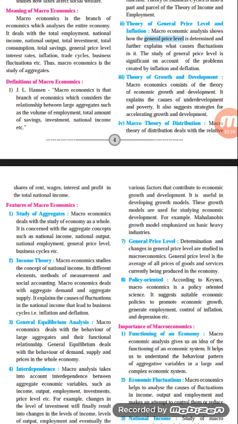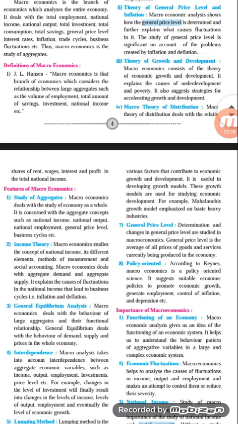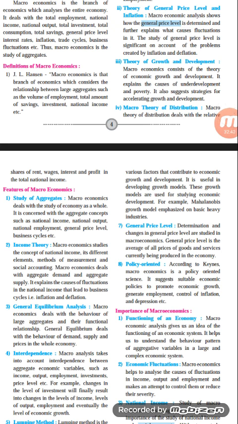Let us see the definition that has been given in macroeconomics. There are two people who have given the definition. The first one is J.L. Hansen. Let us see his definition. According to J.L. Hansen, macroeconomics is that branch of economics which considers the relationship between the large aggregates such as volume of employment, total amount of saving, investment, and national income, and various other such things. That is the relationship between the various factors like volume of employment.